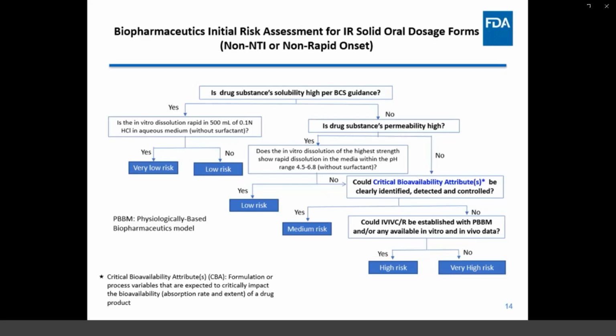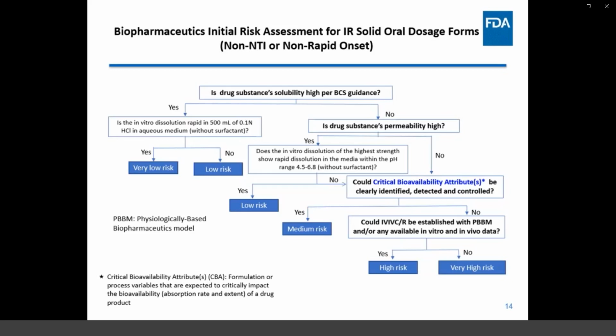These could be some of the weak acids that may be pH-dependent solubility. And as long as we ensure that the drug product is dissolved in the GI tract, there should be little concern. So we would characterize those as low risk. However, if they're unable to rapidly dissolve under those conditions, we would move forward to looking at if other critical bioavailability attributes could be clearly identified, detected, and controlled.